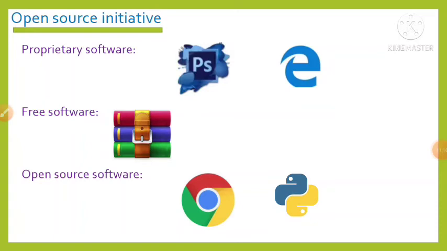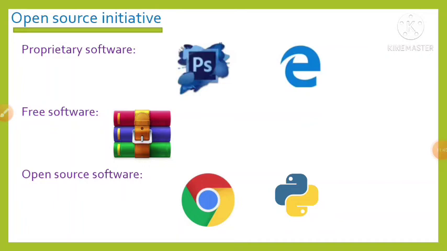Next one is free software. This software is known as freeware. In this model, the owner of the software usually keeps the source code secret but allows people to use the software for free. Sometimes the people using the software can voluntarily pay a small fee for using the software if they want, like WinRAR, WinZip. All these examples are free software.